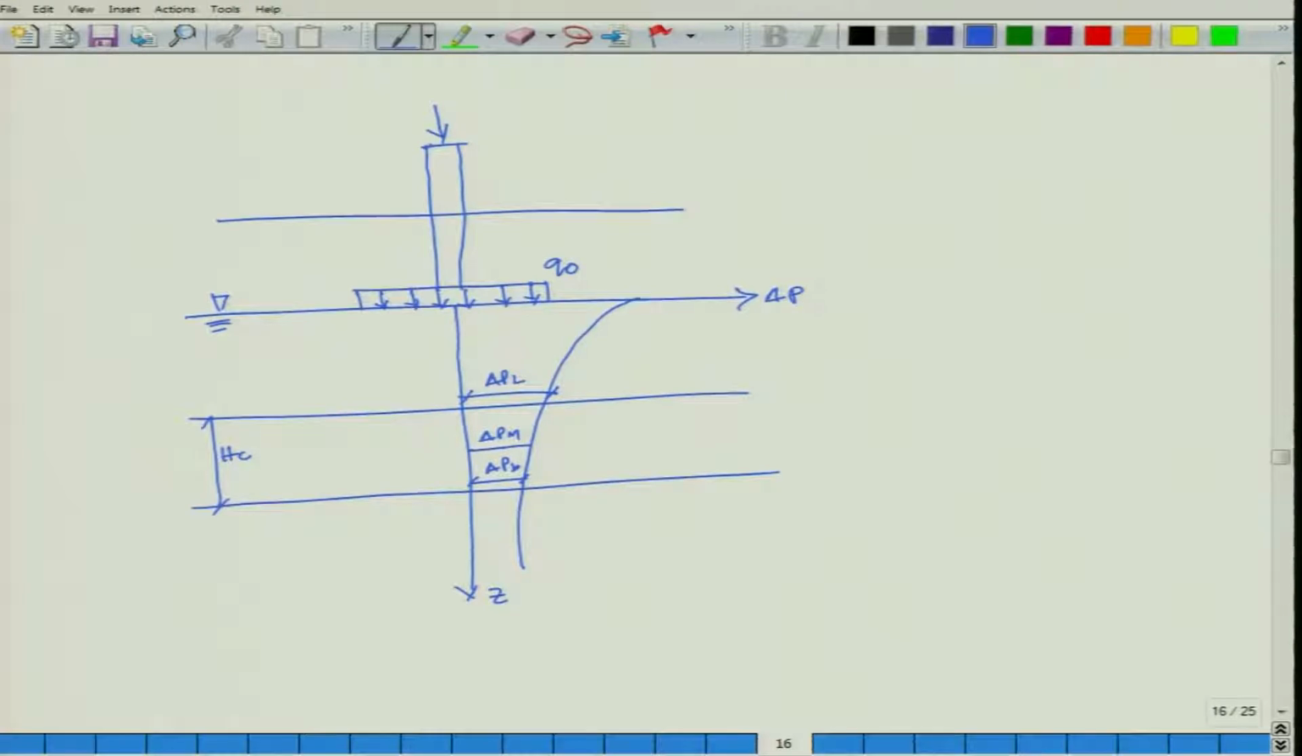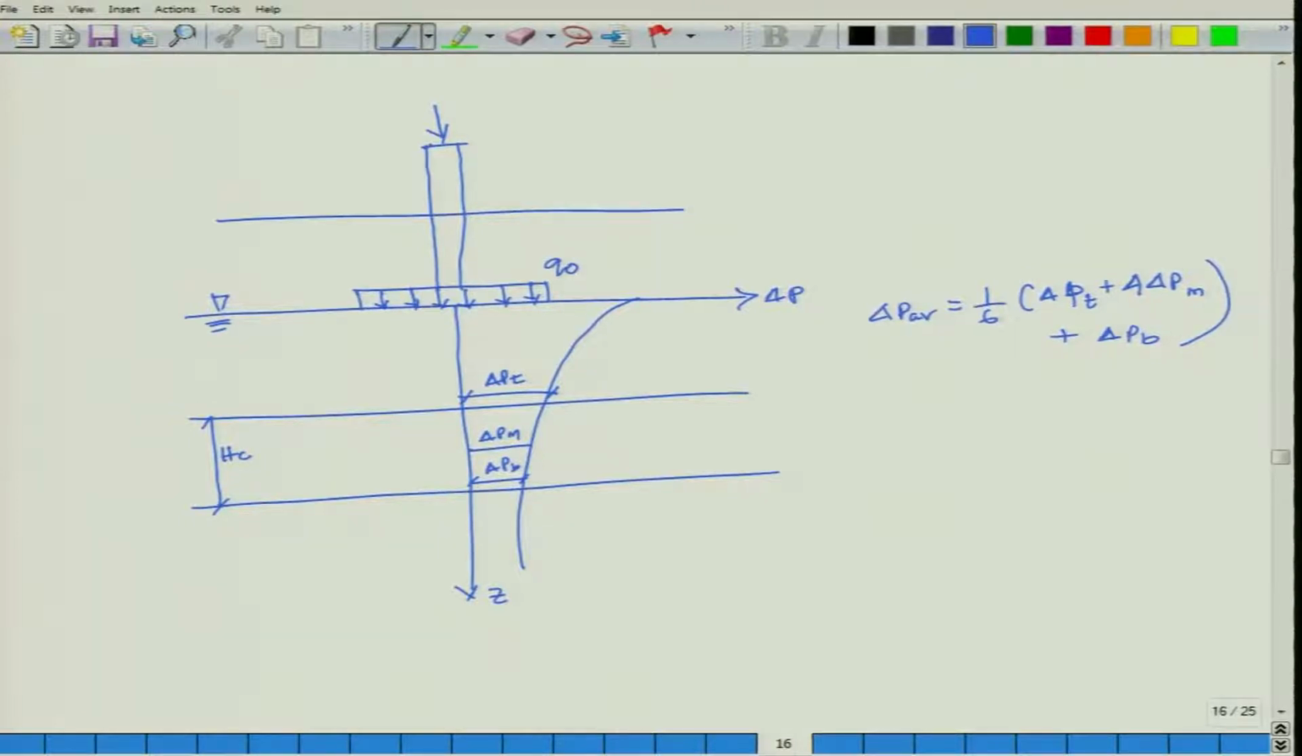So, how do you get the average value? Generally the average increase of pressure may be approximated: delta P average is equal to 1/6 of delta P top plus 4 delta P middle plus delta P bottom.